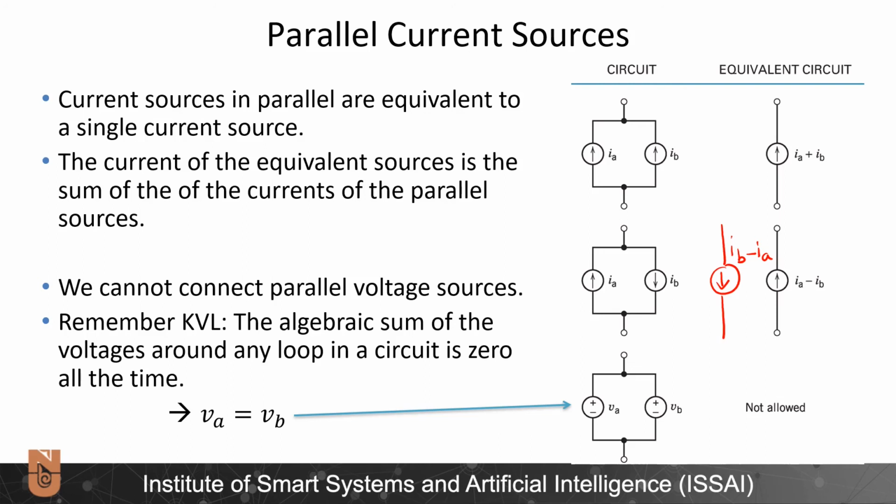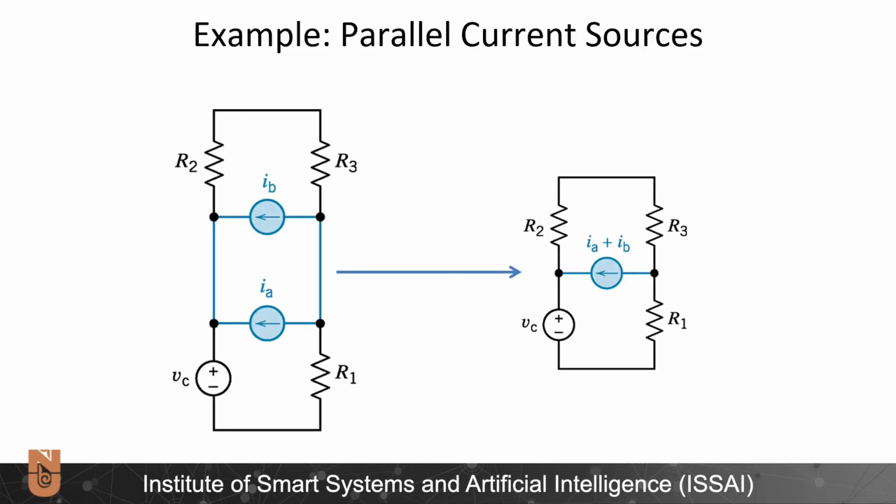We cannot do the same thing with the voltage sources, because when we have two parallel voltage sources, the value of VA should be equal to the value of VB. Therefore, I cannot have two independent voltage sources in parallel. In a circuit, whenever I see two current sources in parallel, I reduce them to a single current source by adding these current values. Here we have two sources and they have been reduced to a single source.